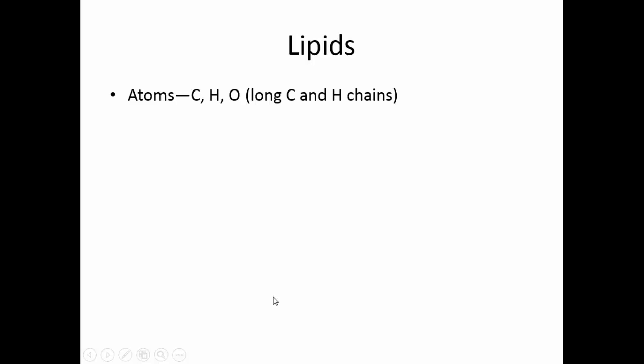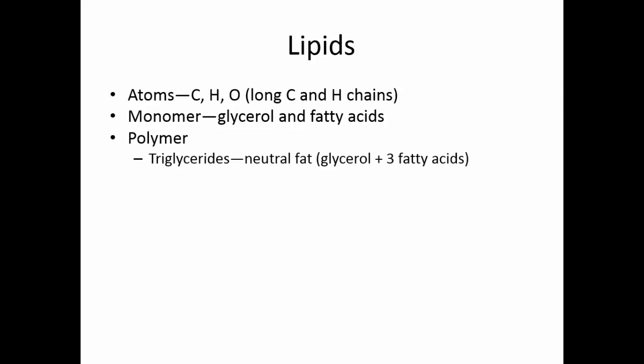Lipids are composed of the same atoms, carbon, hydrogen, and oxygen. However, here we have a lot of carbon and hydrogen chains, very long chains of nothing but carbon and hydrogen. The monomer for neutral fats is glycerol and 3 fatty acids. The polymers, triglycerides, the neutral fat, glycerol and 3 fatty acids. We can also have phospholipids, steroids, particularly cholesterol, and eicosanoids.